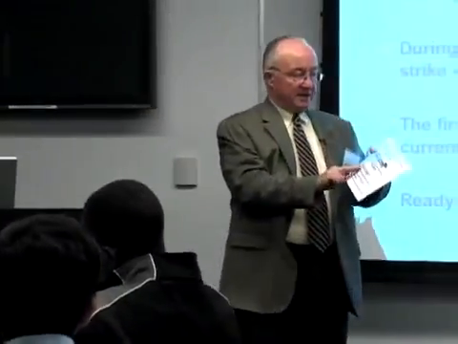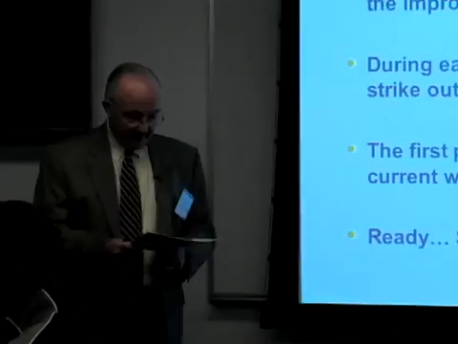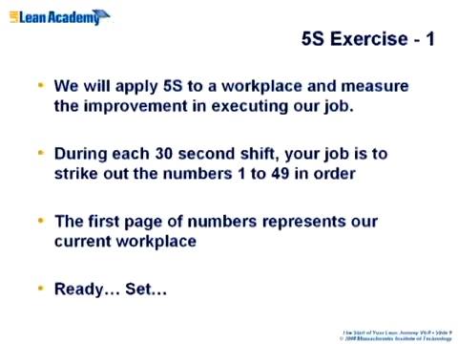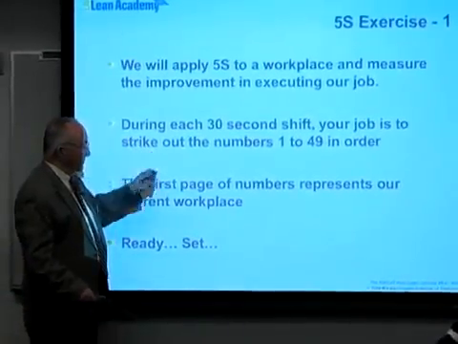So we're going to do an exercise. Everybody go into your notebook, into your orange notebook, and there's a piece of paper that says 5S exercise. Looks like this. We're going to do a 5S exercise, and we're going to measure our improvement. We're going to put metrics on this, and we're going to put you in shifts of 30 seconds, and when I tell you to turn the page, I'll time you. You've got 30 seconds.